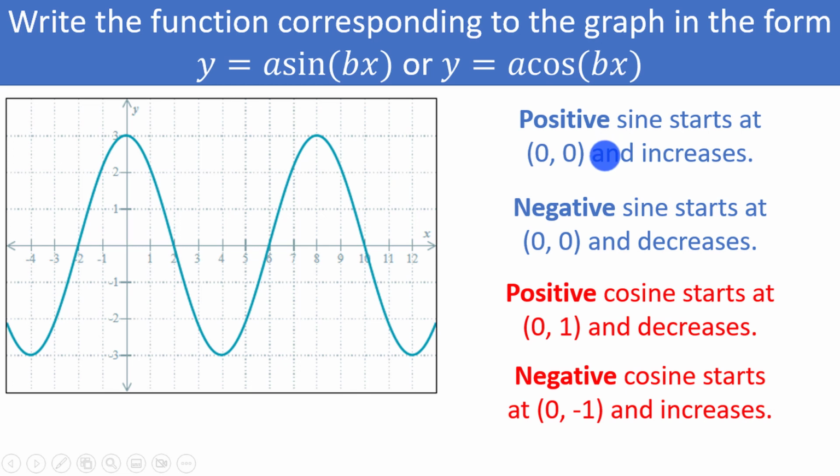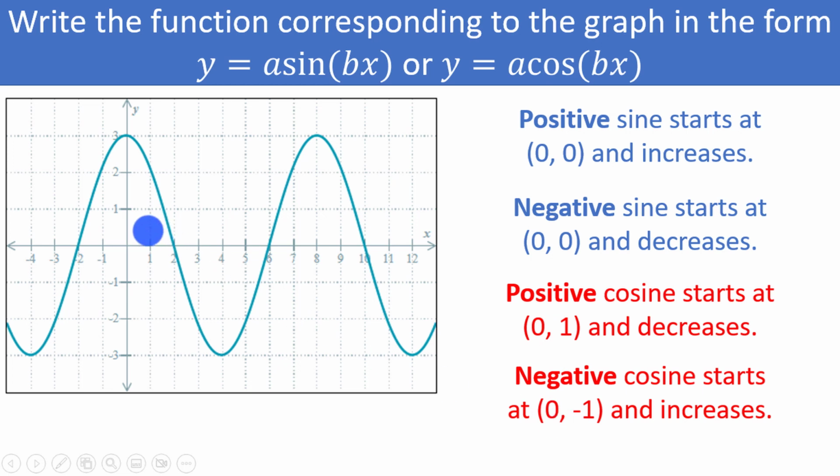Recall that a positive sine function starts at 0, 0 and increases from there. A negative sine function starts at 0, 0 and then decreases. A positive cosine function starts at its maximum, which is 0, 1 in the untransformed version, and then decreases from there. A negative cosine function, if it's not transformed, starts at 0, -1 and then increases. Of course, if you have an amplitude, then we won't start at 0, 1 or 0, -1, we'll start at some other place, but the x-coordinate will be at 0.